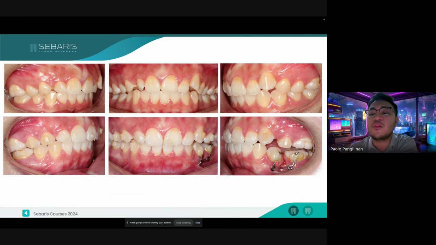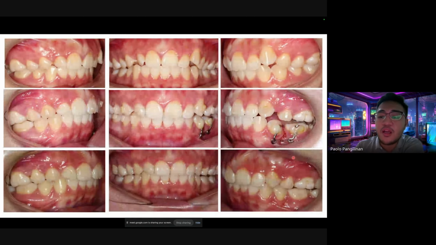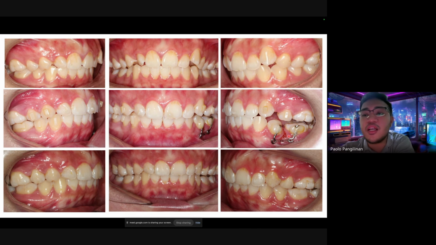And as you can see, we don't have much mesial tipping going on. And towards the end, you can see that it has a nice finish, as you can see here. So that's the use of your auxiliaries. If we're gonna use clear aligners alone, yes, we're still gonna execute it, but we might need many more aligners, and predictability is a little bit lower. Now, to increase the predictability, we might have to use some auxiliaries that will make sure that we can deliver it much safer and much more efficiently.